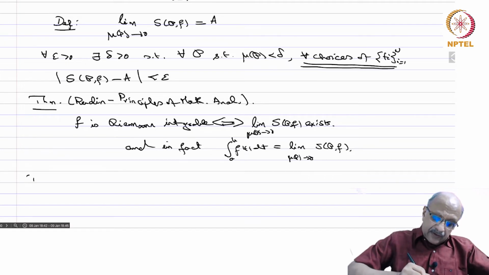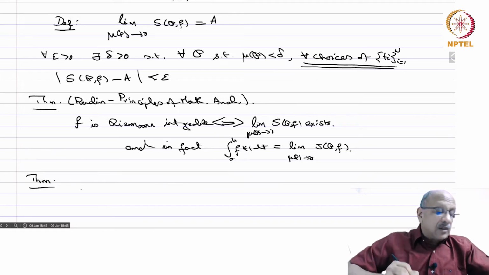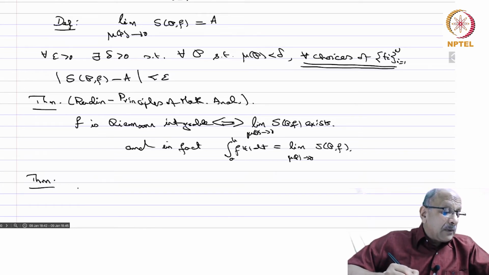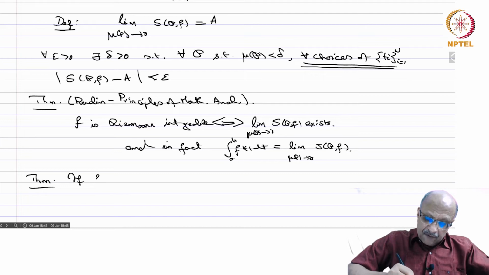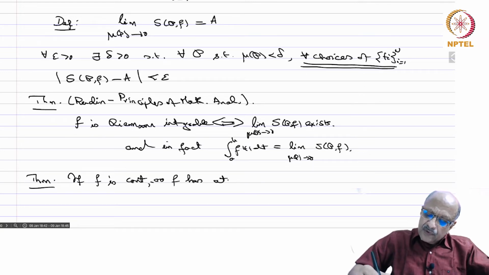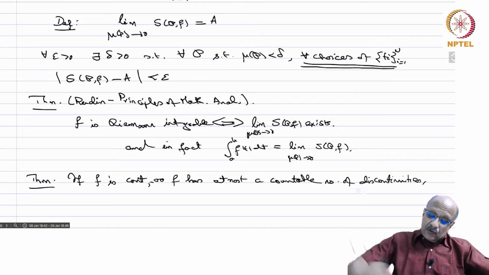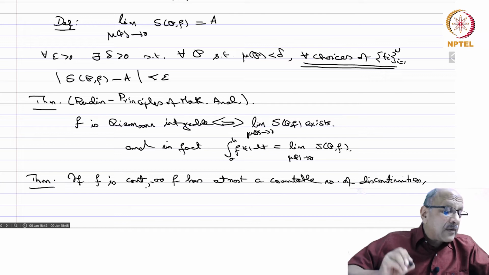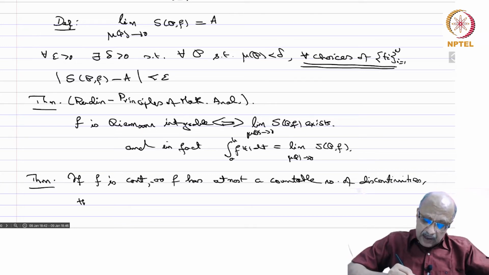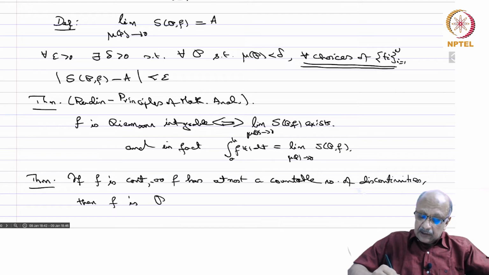Now the next important theorem which I want to recall from Riemann integration: if f is continuous, or f has at most a countable number of discontinuities, then f is Riemann integrable. We will improve on this later in this course, but for the moment, f is continuous or has at most a countable number of discontinuities, then f is Riemann integrable.